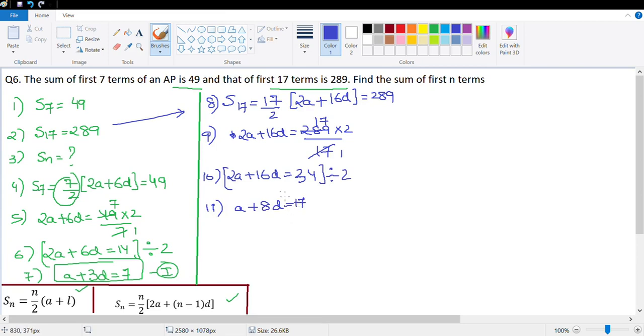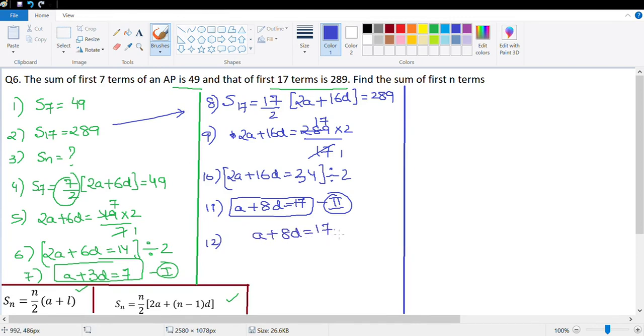Now I have two equations. a plus 8d is equal to 17 and a plus 3d is equal to 7. Let's go ahead and solve them simultaneously. It should give us the value of a and d. I notice coefficients of a are equal, so I can go ahead and subtract these two equations. So a plus 8d is equal to 17 and a plus 3d is equal to 7. When I subtract, the signs change. a minus a is 0, 8 minus 3, that's 5d, 17 minus 7, that's 10. Therefore, d is equal to 2.